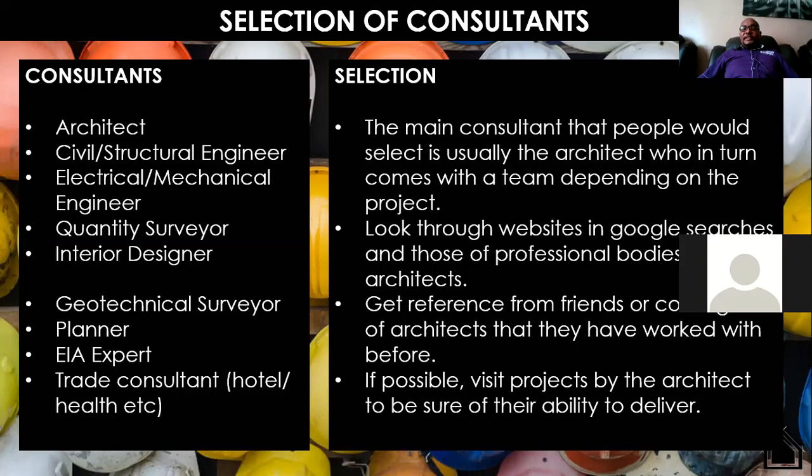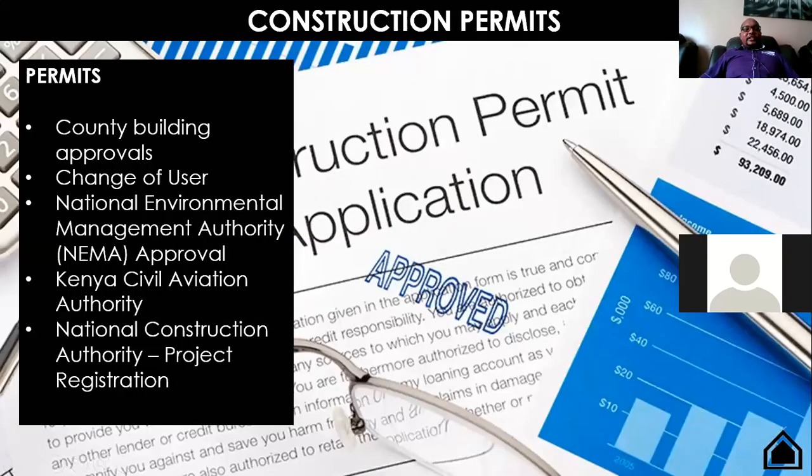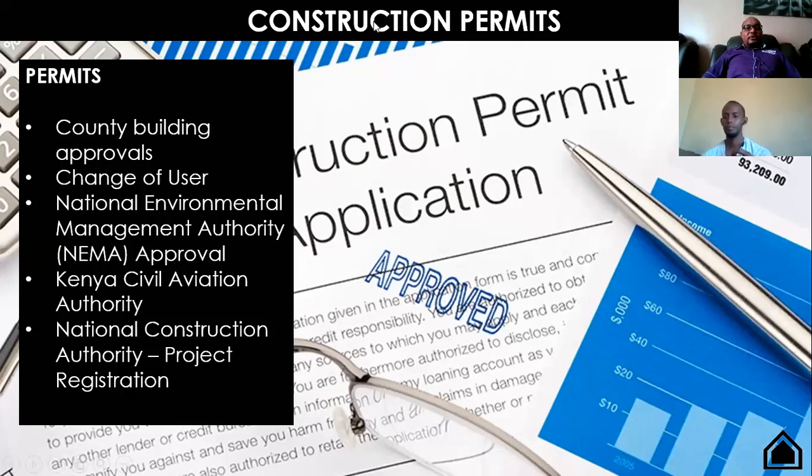So basically these are some of the ways through which you can do your consultant selection. In terms of the permits that you'd require for construction projects, the main permit would usually be the one from the county governments for building approvals. And I had mentioned initially that for the county, they would mostly be looking at the architectural designs, and they'd also be looking at the structural designs.